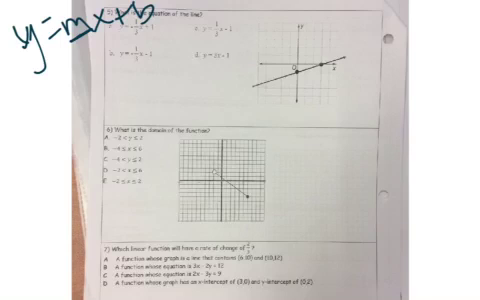Well, if I look at my y-intercept first, that's this point right here. Where is that on the y-axis? It is at -1. So look at my answer choices. Do they have a y-intercept of -1? All of them except A do. So A is wrong because it says +1.